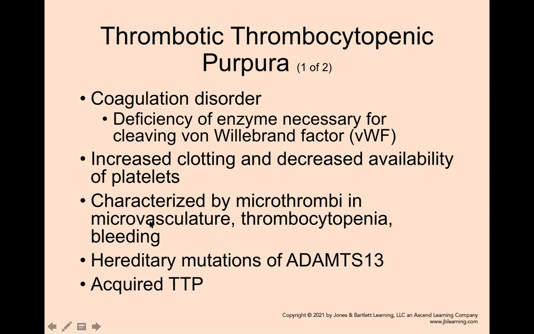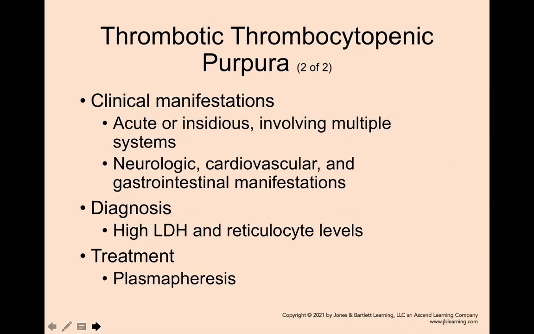The clinical manifestations of this include, again, looking for signs and symptoms of bleeding. This may be something that comes on quickly or is insidious, and it involves multiple systems, which means typically it's the neurological, cardiovascular, and GI system. For diagnosis of these patients, you may see checked a high LDH and a reticulocyte level. You'll also see obviously a CBC.